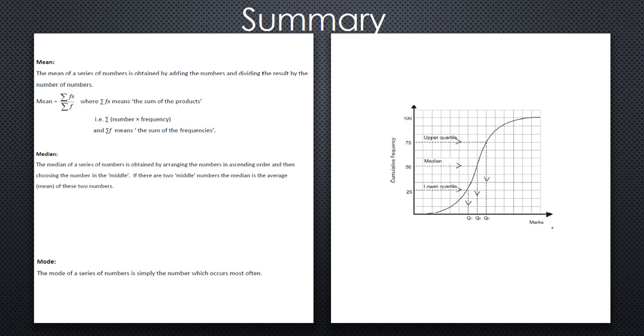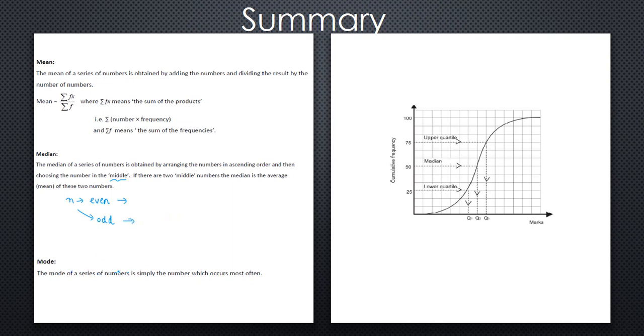And here comes the summary. The mean of a series of numbers is obtained by adding the numbers and dividing the result by the number of answers. So this is indeed the formula which we've been using all through to find out the mean. The median is exactly the middle value, and you just need to be careful because it is done differently when the value of n is even. When n is even, we take the median as the average or the mean between two values, whereas when n is odd, we have a single specific middle value.